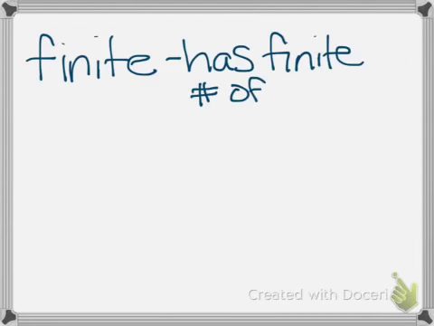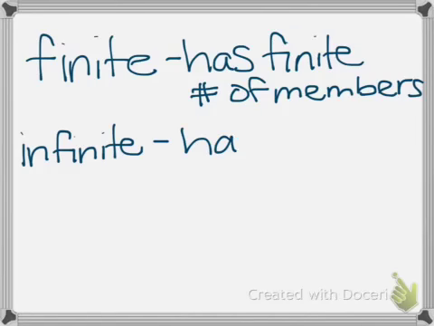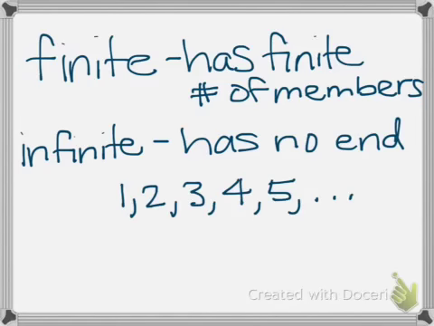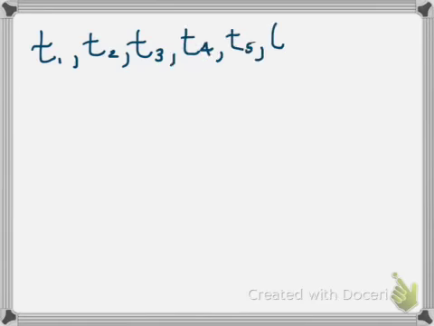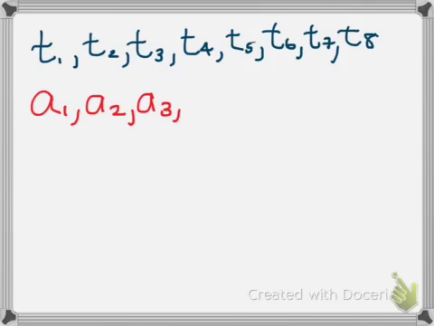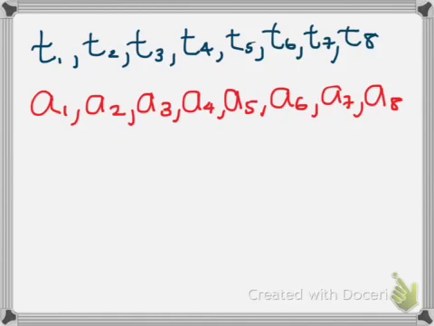Okay, so a finite sequence has a finite number of members, like the examples we just had, and an infinite sequence has no end, so it's left open-ended with a ... Okay, so when we have a list of numbers, a lot of times we can denote them with variables with a subscript. So t sub 1, t sub 2, t sub 3, usually that's a term, and then a sub 1, a sub 2, a sub 3, and so on usually represent variables.